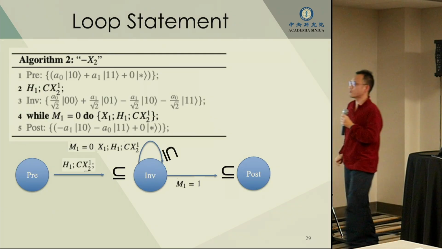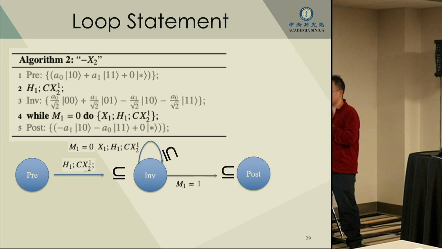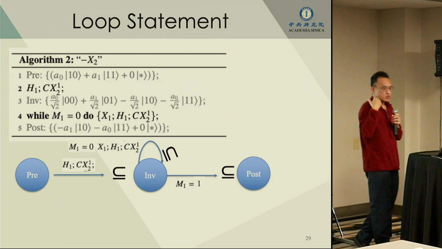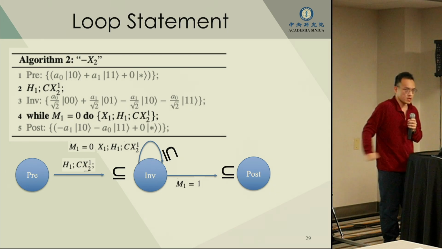For loops, we require the user to provide a loop invariant in the form of an automaton. And if this is provided, then we just need to check whether from the precondition, before we enter the loop, it's a subset of the invariant. And starting from the loop invariant, if you enter the loop, measure 0, and then execute the loop body, it again falls into the invariant. And from the invariant, if you leave the loop, it's in the postcondition. We need to do these 3 checks. All this can be done fully automatically. So this is what we can do for quantum programs.